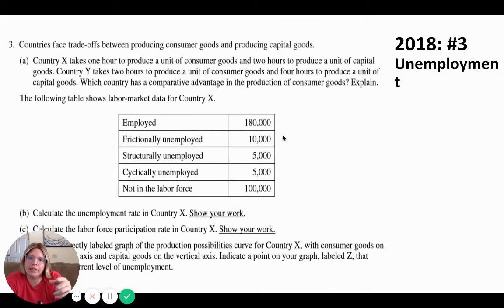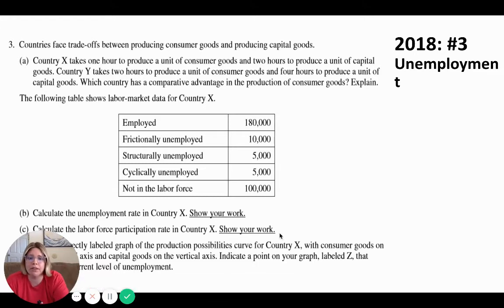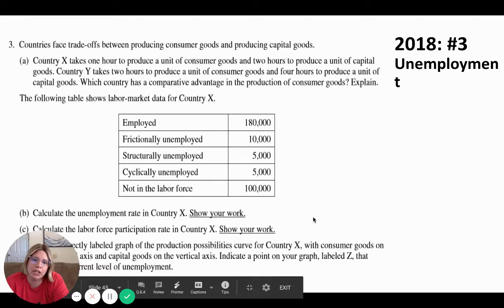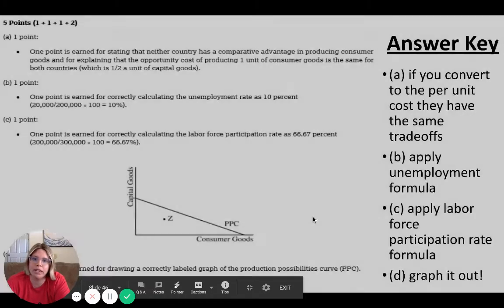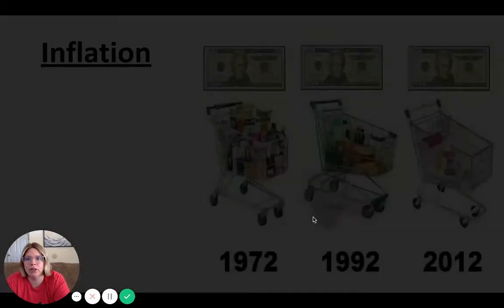Here is a really great FRQ. This is only from a few years ago, and this is how you can practice your skills on calculating the unemployment rate, calculating the labor force participation rate. So just use the formulas that I gave you in the previous slides and go ahead and try to answer that question. And then as always, I've got the answer key right here, and I'll try to make videos to go through all of those as well in the future.